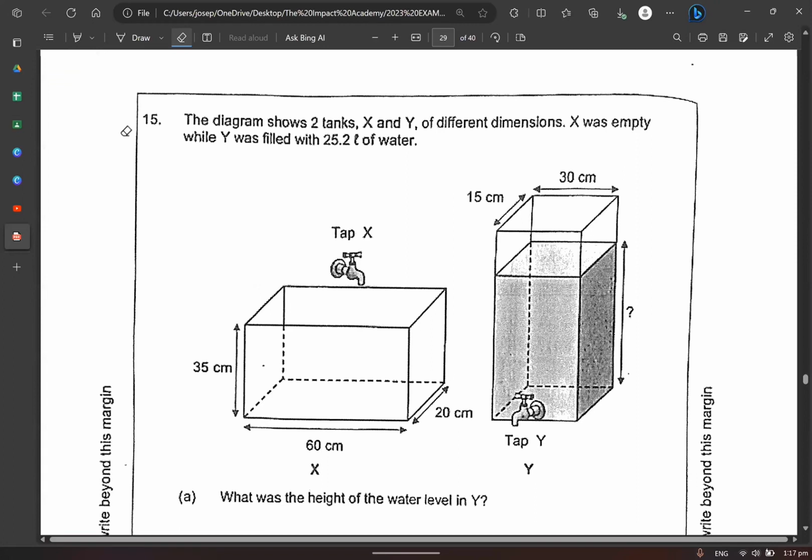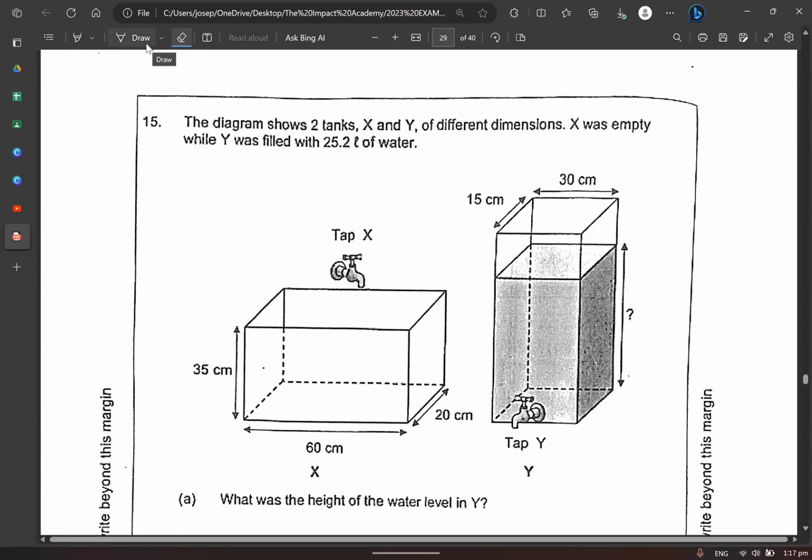Hi everyone, today we are looking at a question like this. Now, as you can see over here, it says that the diagram shows two tanks, X and Y, of different dimensions, and X was empty. So we can say that this is empty, and for Y, it has 25.2 liters of water.